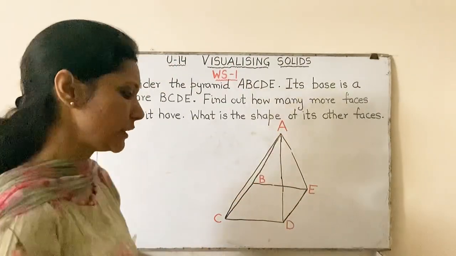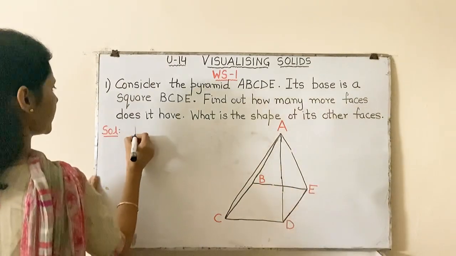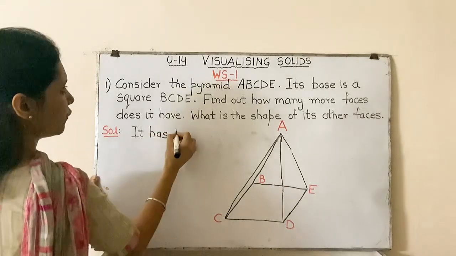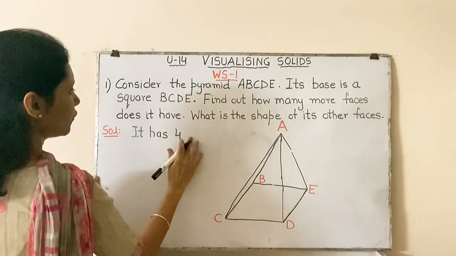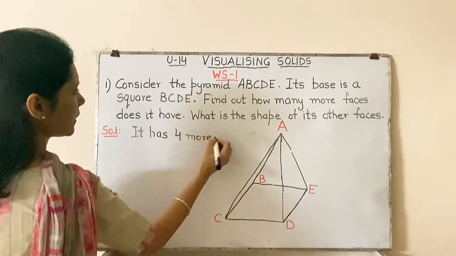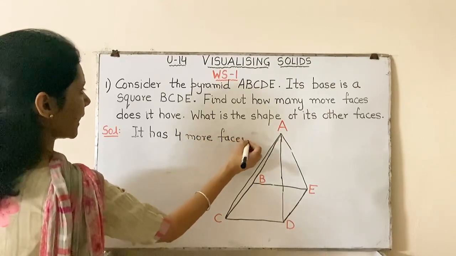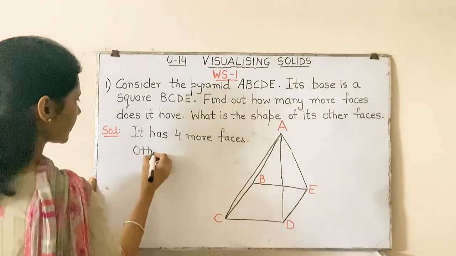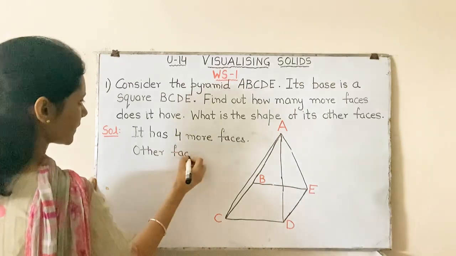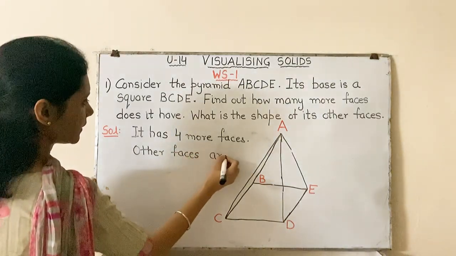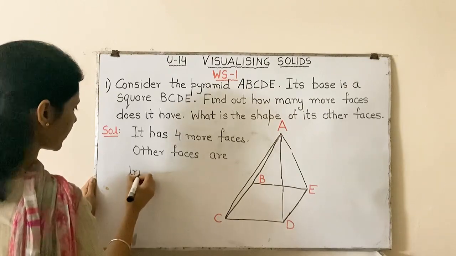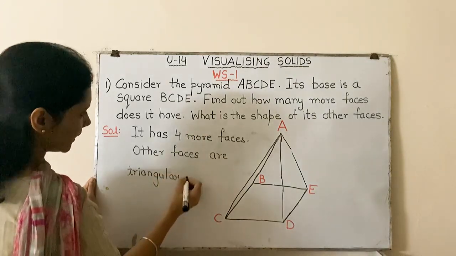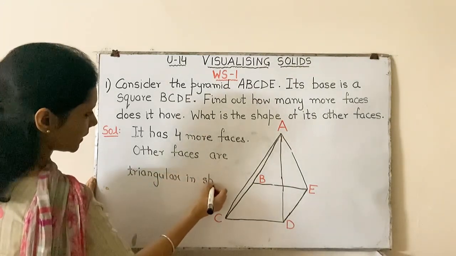So let's write down the solution. It has four more faces. And the next part is, what is the shape of the other faces? So the other faces are triangular in shape.